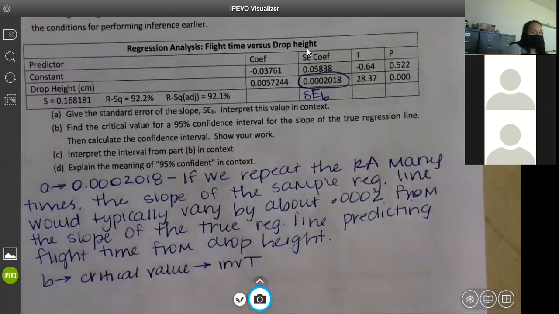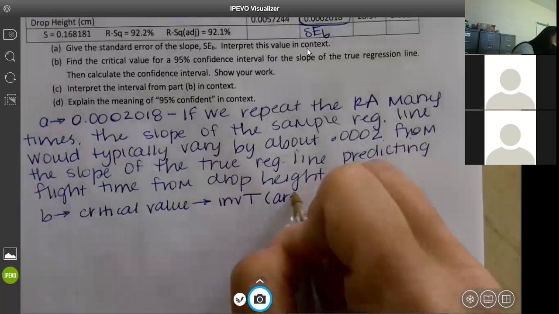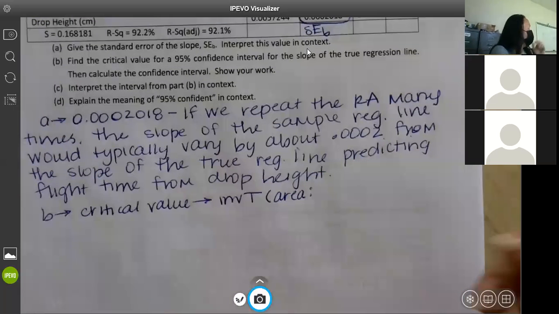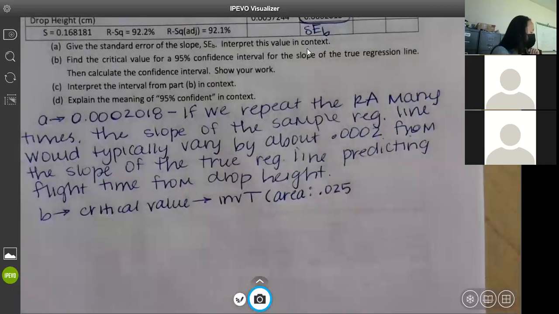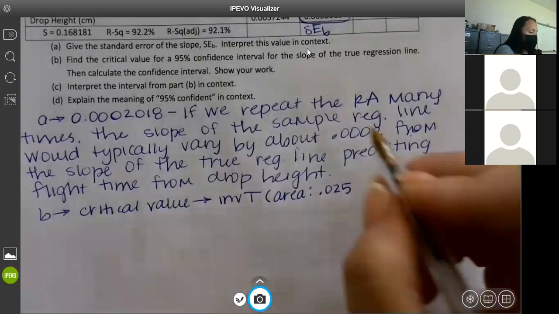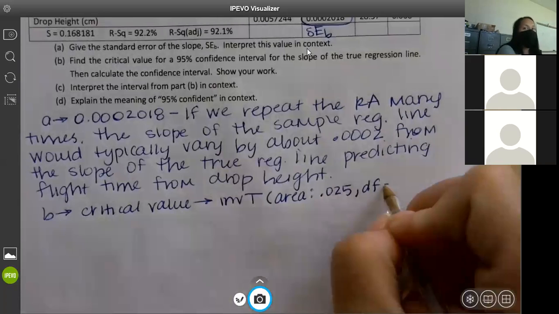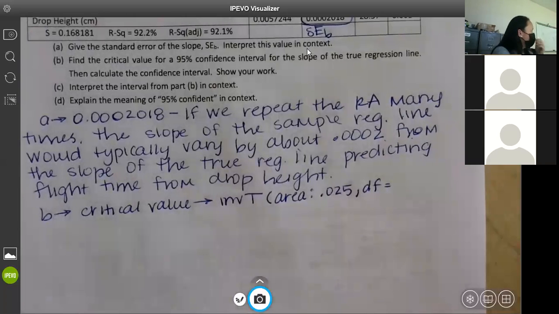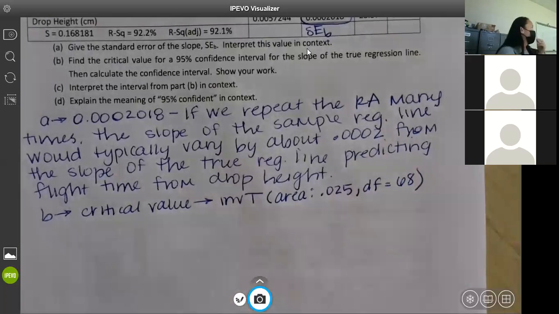To get the critical value, we're going to do inverse T. We want 95% confidence. So my area is, subtract that from 100, divide it by 2. So 0.025. And then what are my degrees of freedom? 68. Why is it 68 this time? Very good. N minus 2, we had 70 helicopters. Subtract 2 is 68. So watch that right there.